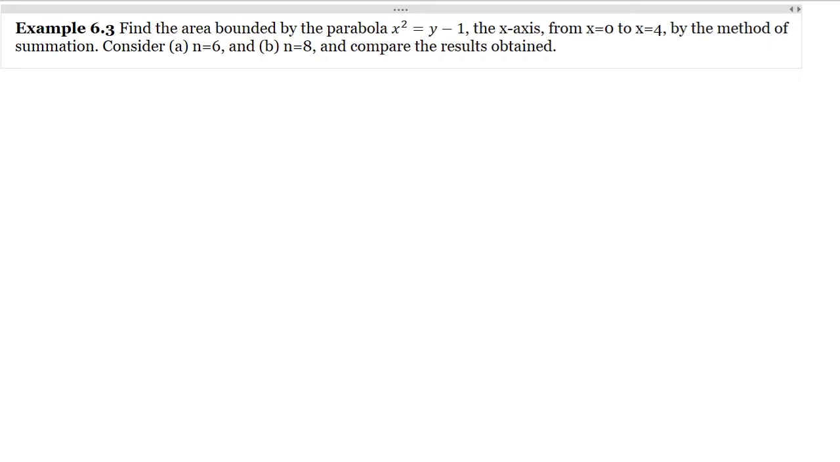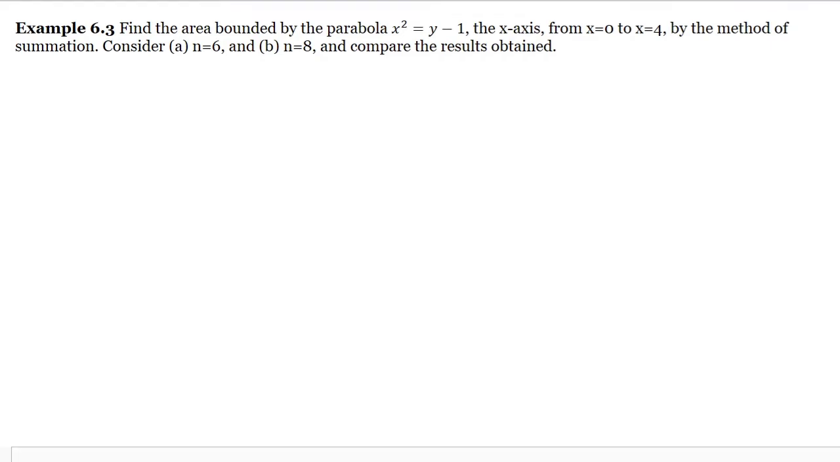So, consider n equal to 6 and n equal to 8 and compare the results obtained. So, the first thing we are going to do is, of course, to graph, ano ba yung itsura nitong parabola natin. So, if we are going to write our equation, we have here x squared is equal to y minus 1. So, rewrite natin, y is equal to x squared plus 1. That's our equation. So, the x squared plus 1 ay walang factor.